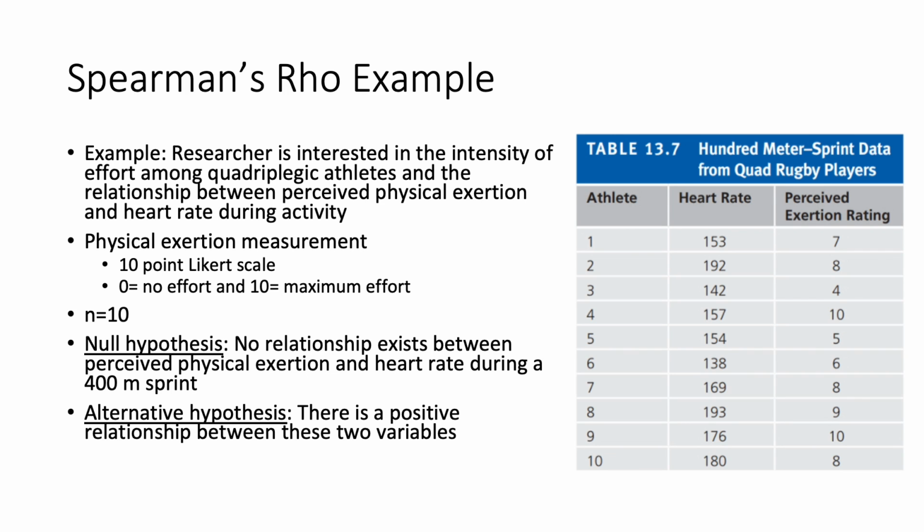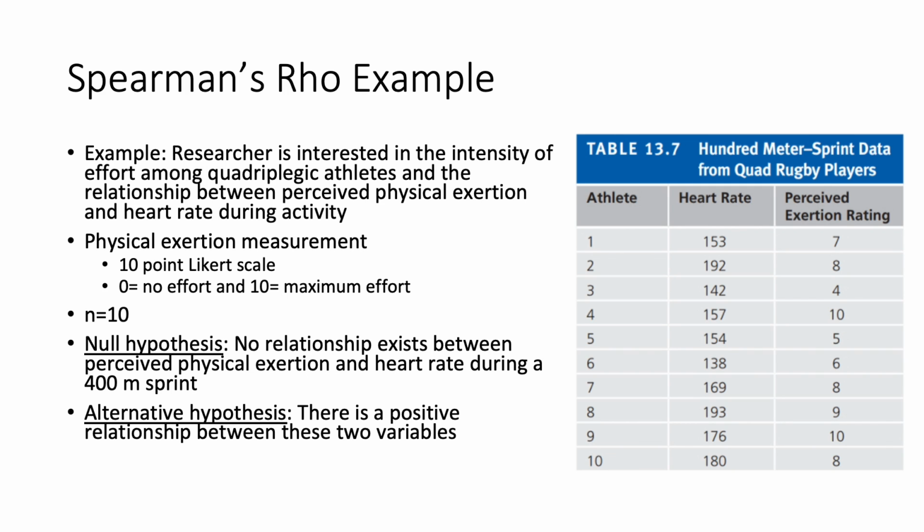An example of using Spearman's rho is, say, that a researcher is interested in the intensity of effort among quadriplegic athletes and the relationship between perceived physical exertion and heart rate during activity. We would then have physical exertion be determined by using a 10-point Likert scale, where 0 equals no effort and 10 equals maximum effort. The scale that is being used is ordinal, so Spearman's rho is appropriate.